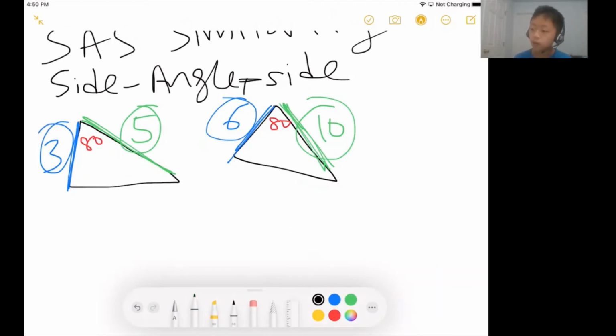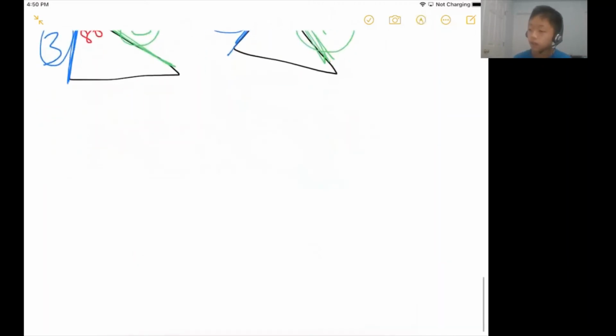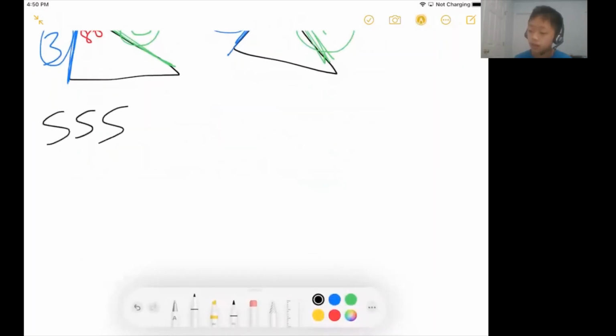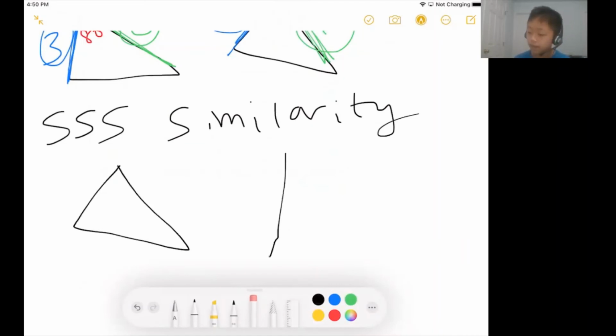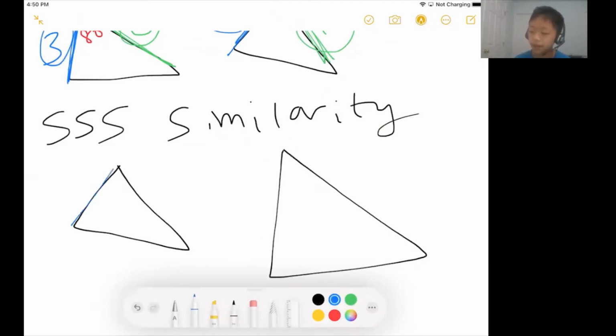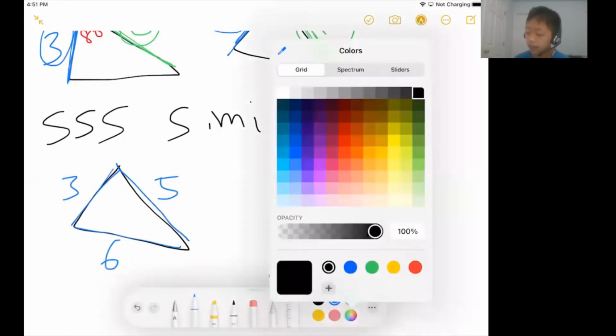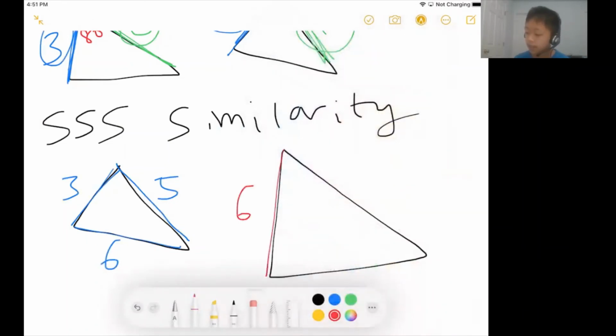And the last way we can use to identify similar triangles is called SSS similarity. You use SSS similarity when you don't know anything about the angles of the triangle. So let's say you have two triangles and the side lengths of one of the triangles are 3, 5, and 6. Let's say the second triangle has sides of length 6, 10, and 12.